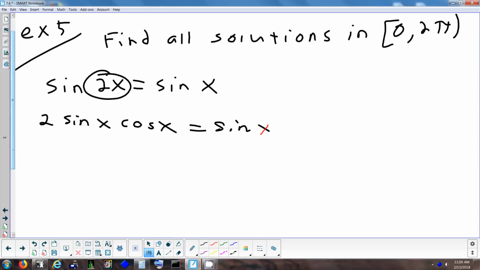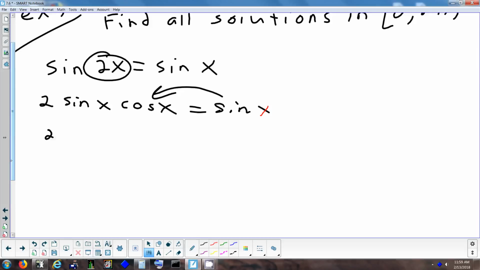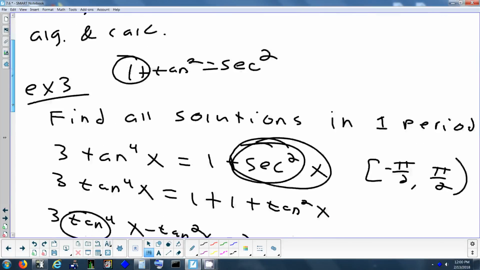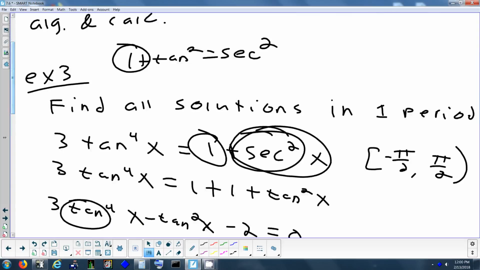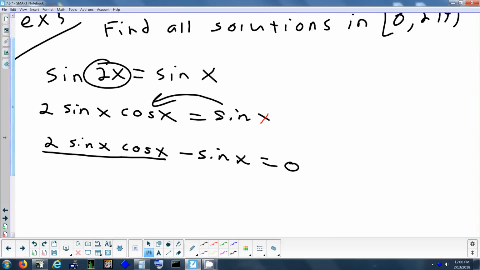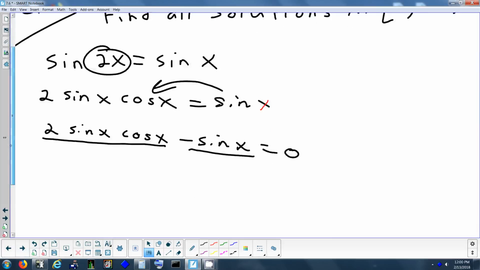Now, what number do we always want to get on one side? 0. So the easiest thing would be to just move this to the other side. How would you move it? Subtract it. 2 sine cosine minus sine equals 0. One of the reasons this one is going to be so easy is there's no constant, no number hanging out there like we had here. Everything is a trig function. What do the 2 things I just underlined both have in common?